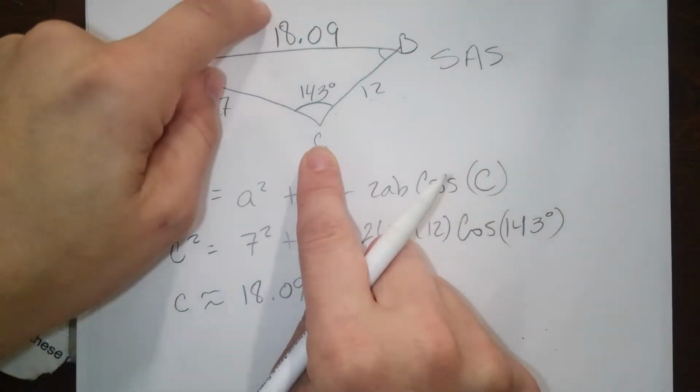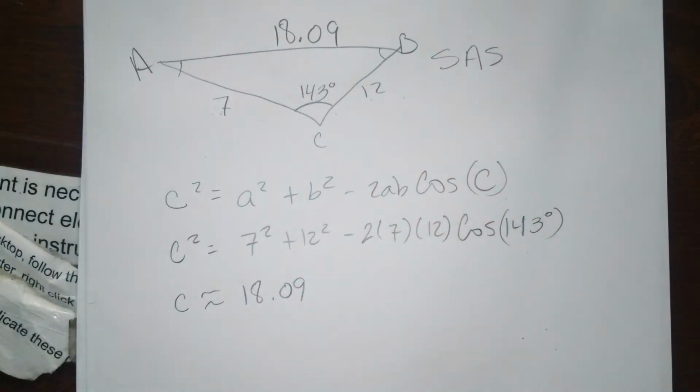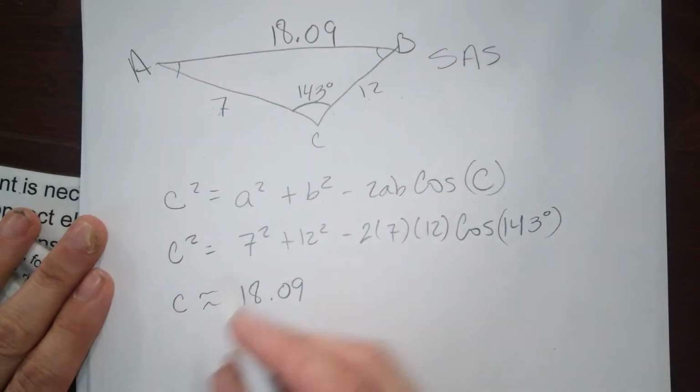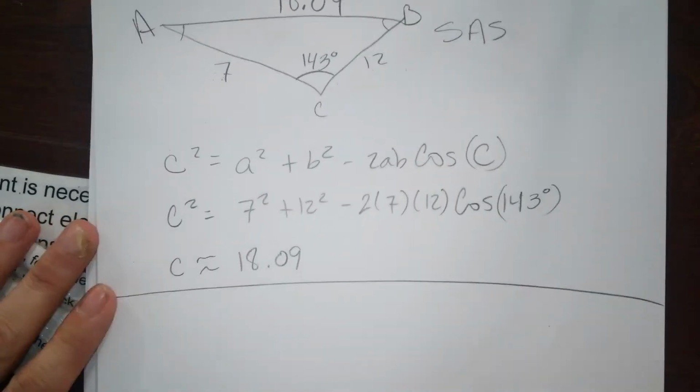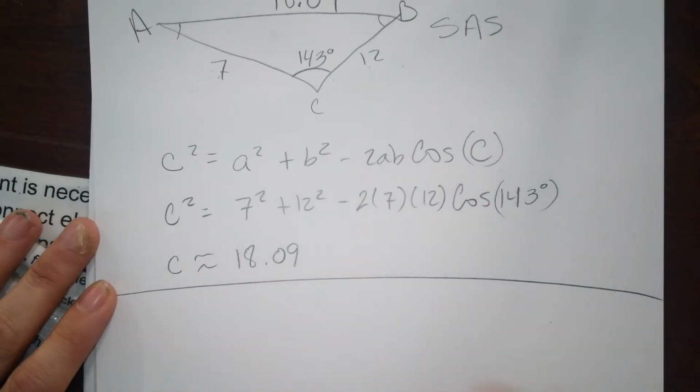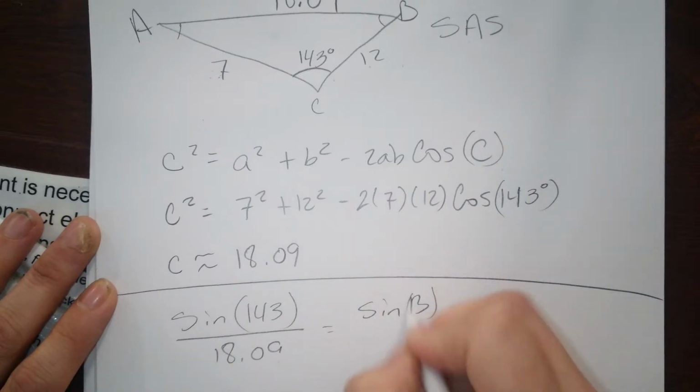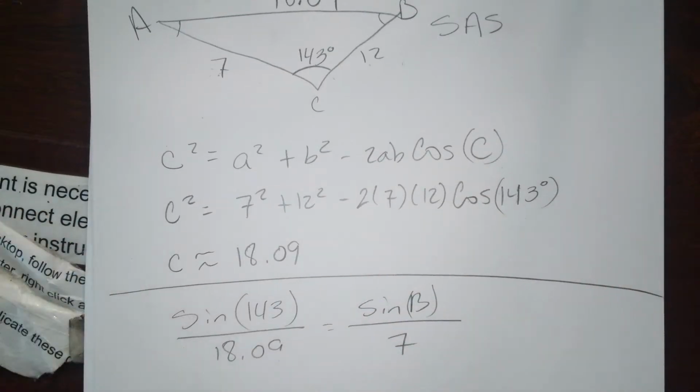I know angle C and side C, so that will definitely be in my ratio. And I want to know angle B, so I'll be using 7. So I'm going to set that up. I'm going to have sine of 143 over 18.09 equals sine of B over 7. How do I solve it? Cross multiply. So I'm going to multiply these two together. Equals. I'm going to multiply these two together.